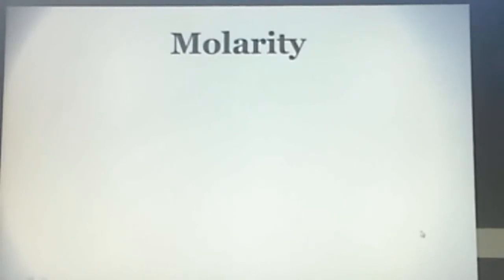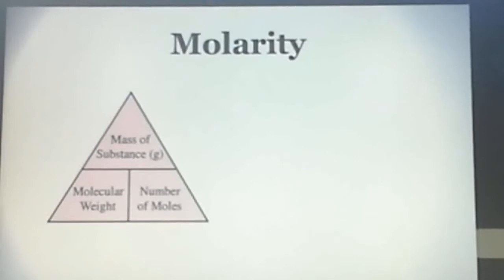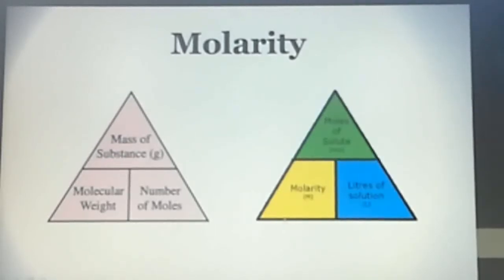Molarity. There are two triangles of formulas that you need to know. The first one is at the top, mass of substance. Then at the bottom you have molecular weight and number of moles. To work out the mass of substance, you hide the top one and you get molecular weight times number of moles. If you want to get number of moles, you hide it and you get mass of substance divided by molecular weight. The second one is similar and you have to do the same thing of hiding.